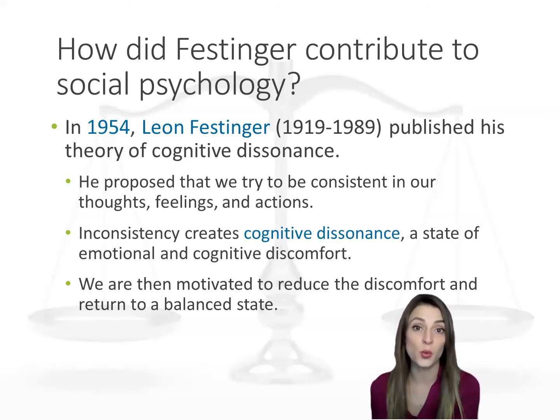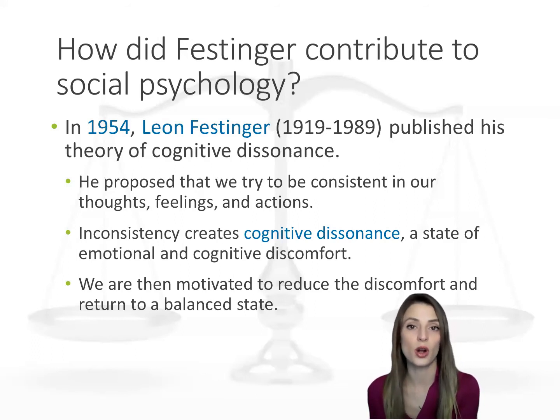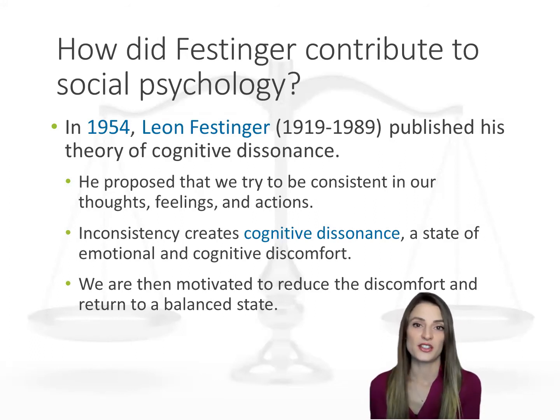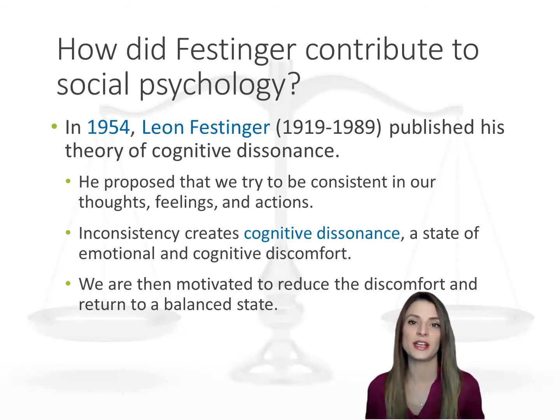Leon Festinger is one of those individuals. He earned his PhD from the University of Iowa and studied with Kurt Lewin, one of the individuals who moved from Germany to the United States just before World War II. Festinger published his famous theory of cognitive dissonance in 1954. The basic premise of his theory was that all humans seek to maintain balance between their behaviors and their thoughts.